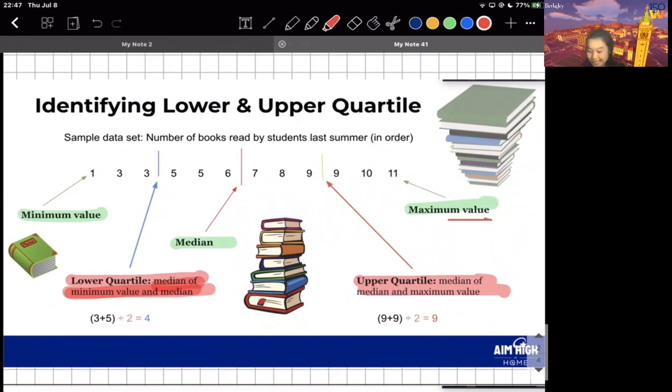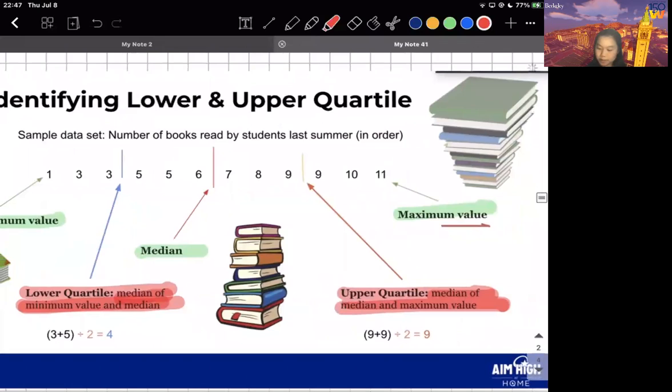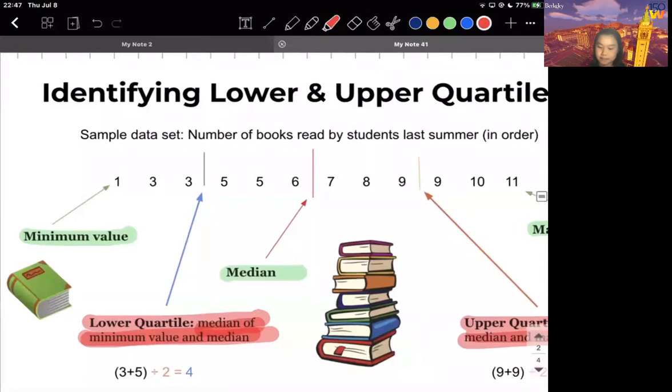And the upper quartile is the median of the median and maximum value. I know that's a lot of repetition in words, and I think the easier way to explain it is just: the lower quartile is the middle number between the minimum and median, and the upper quartile is the median of, or the middle number between, the middle number and the maximum value.